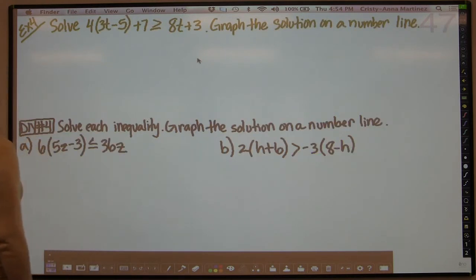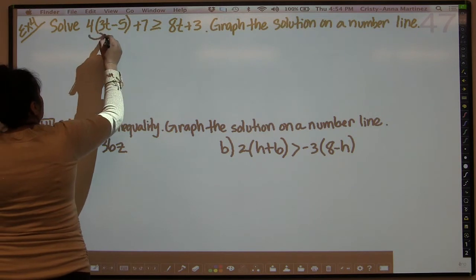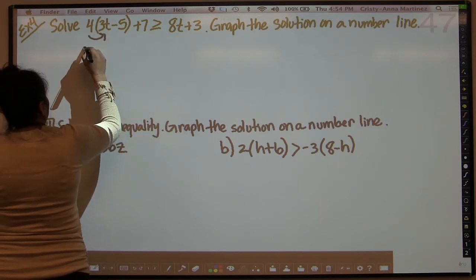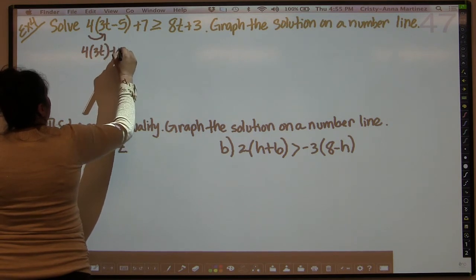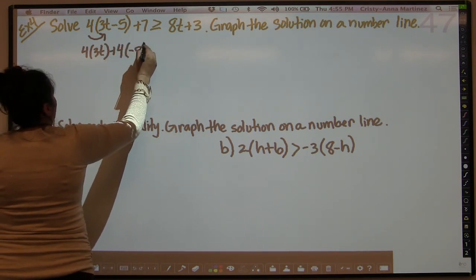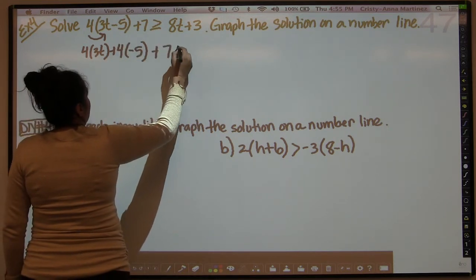Example 4. And in example 4, we're going to be using the distributive property that we've used in the past. So I'm going to distribute 4 times 3t, and then plus 4 times negative 5. And then this is not in the parentheses, so it's just plus 7.